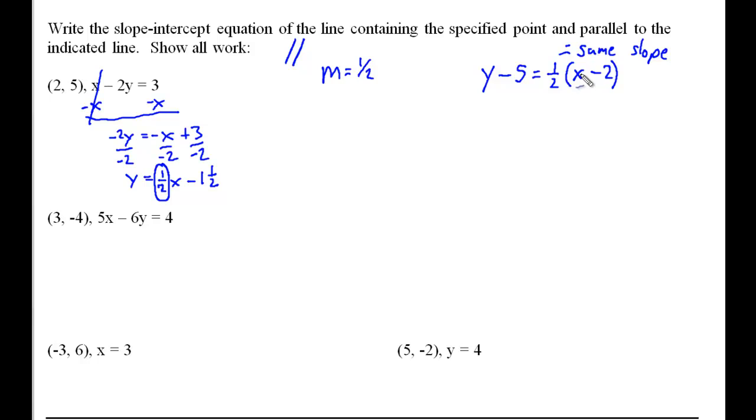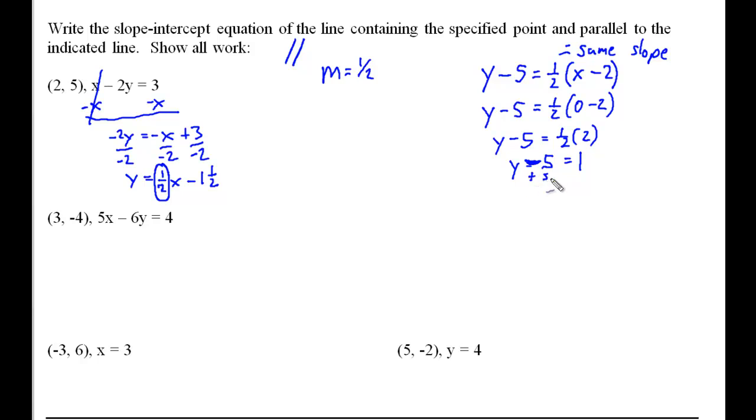So, ask yourself, when we found the y-intercept, did we plug a 0 in for the x or the y? To find the y-intercept, we need to plug in a 0 for the x. So we have y minus 5 is equal to 1/2 times (0 minus 2). This is to find the y-intercept. So y minus 5 is equal to 1/2 times -2, sorry, 1/2 times 2, which is 1. 1/2 of 2 is 1.